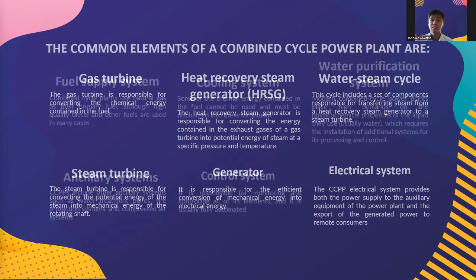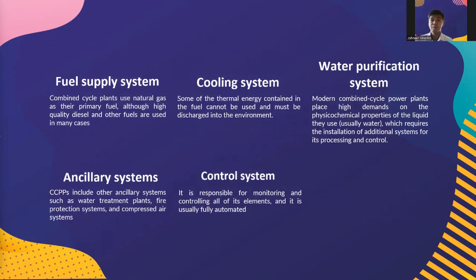Next is fuel supply system. Combined cycle power plants use natural gas as their primary fuel, although high quality diesel and other fuel are used in many cases. So yung fuel supply system natin, ito naman yung supply ng ating power plant ng ating fuel.